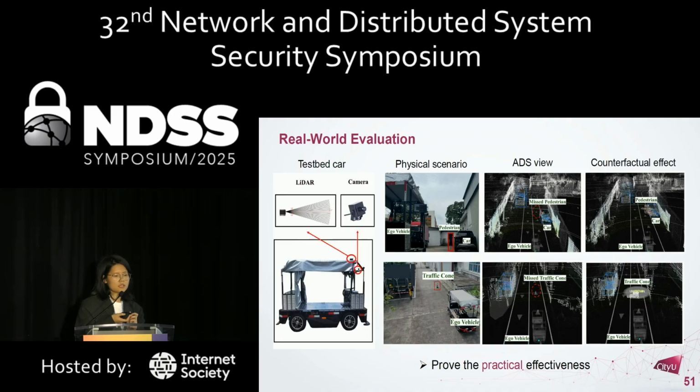For example, the misdetection of the pedestrian was because this scenario is out of distribution for the detection model during training. And the last one is due to the sparse point cloud. And the real-world evaluation has proven the practical effectiveness of our method.